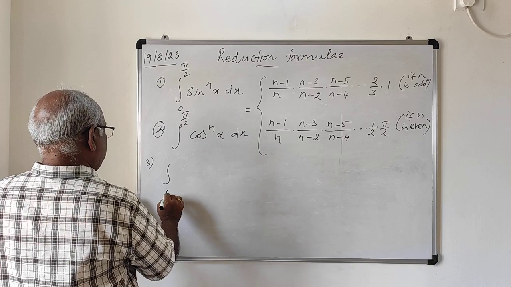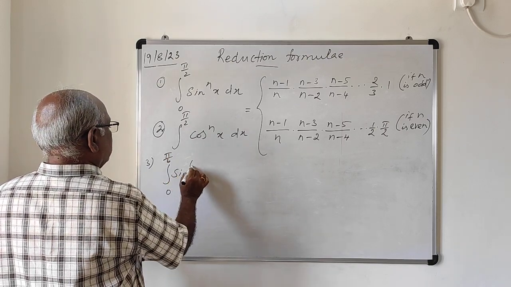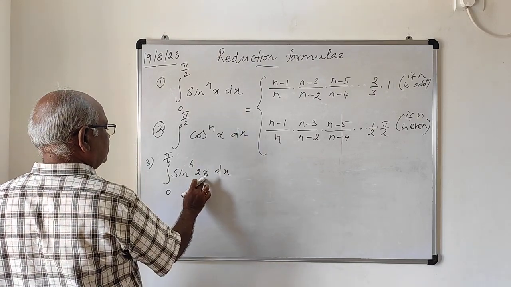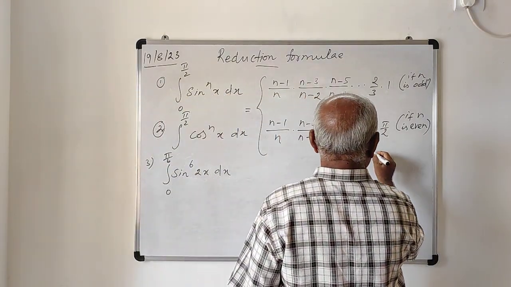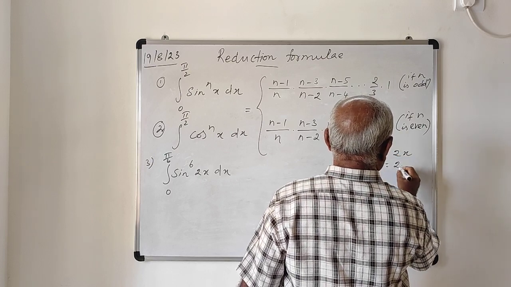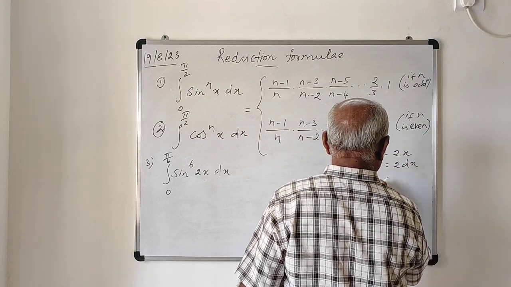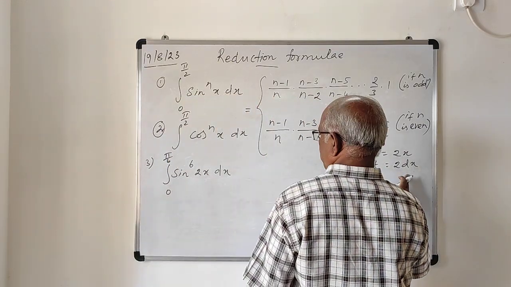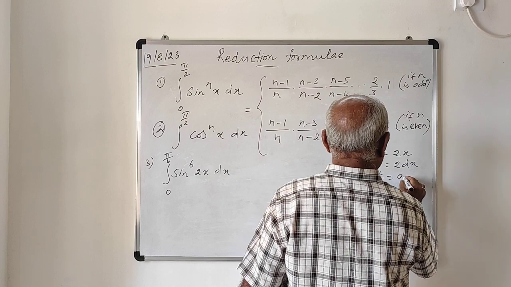Integral 0 to pi by 6 of sine power 6 2x dx. See, in the place of x you have 2x. Therefore, I am replacing this 2x by a single variable t. Put t equal to 2x. Therefore, dt equal to 2 dx. So for dx only, it becomes dt by 2 is dx.